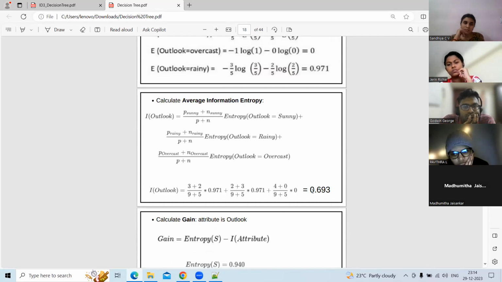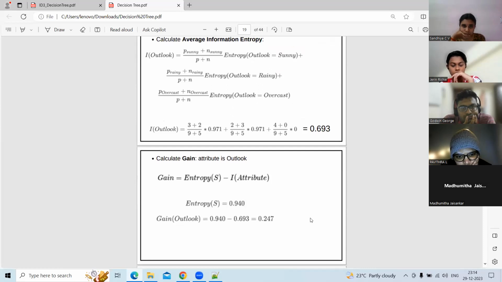This gives the average entropy after split as 0.693. Now my information gain will be the entropy of yes minus this average information, which gives 0.247 as gain. This is the information gain if we split, or if we consider the attribute as outlook. Any questions still here, or is this clear? No, it's clear. Okay.